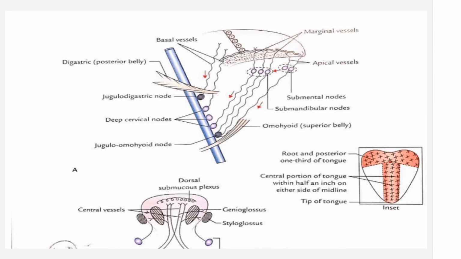The marginal vessels drain the marginal portions of the anterior two-thirds of the tongue unilaterally into the submandibular lymph nodes and then to the lower deep cervical lymph nodes, including the jugulo-omohyoid.